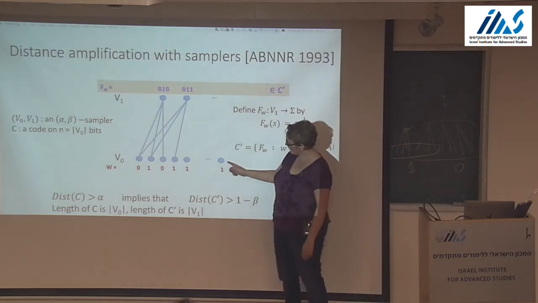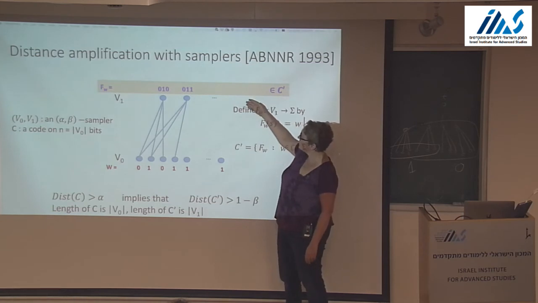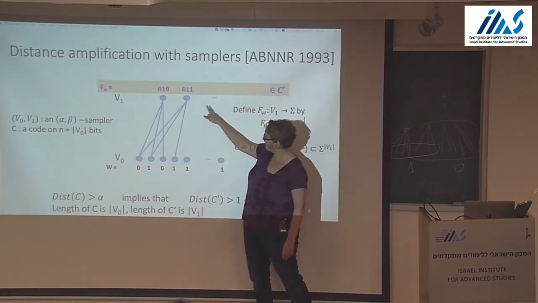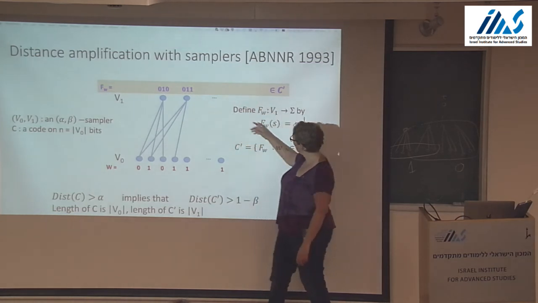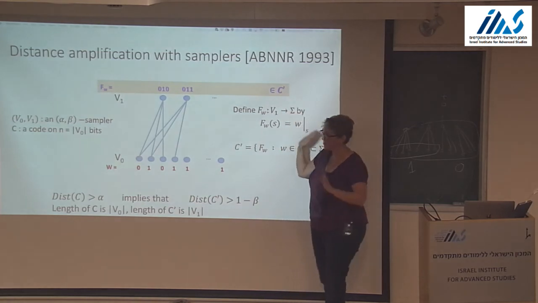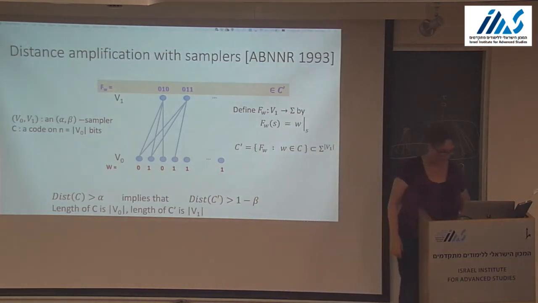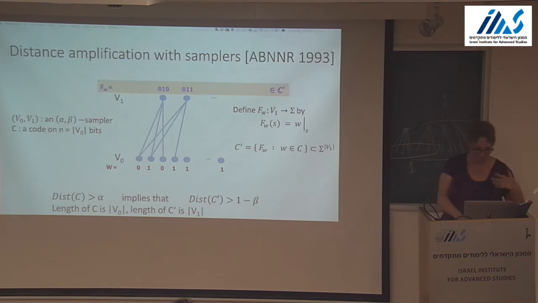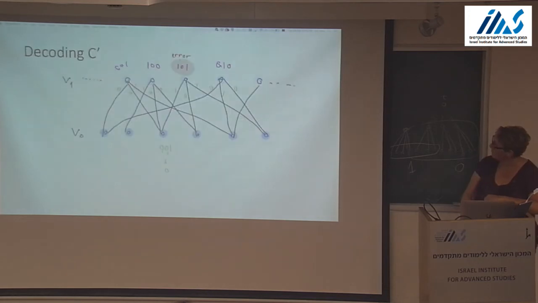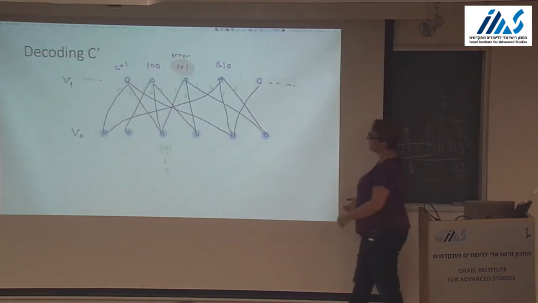Earlier the block length was n, and now the block length is the size of V1, so it's still O of n. And also we're over a non-binary alphabet. Okay. So this transformation is used in many, many places in various constructions. Let me tell you how we decode this new code.